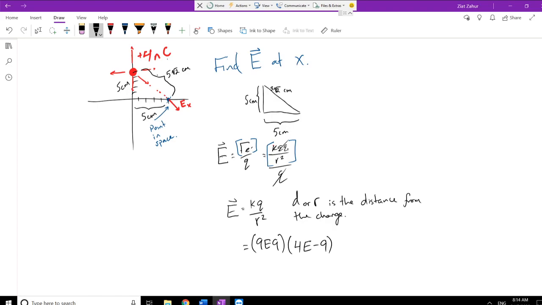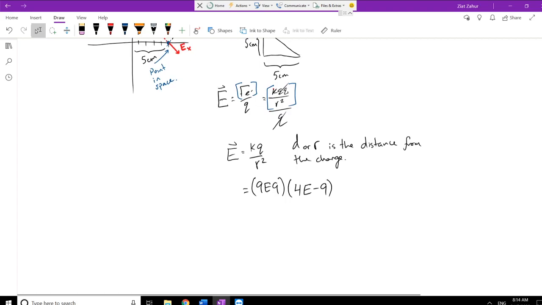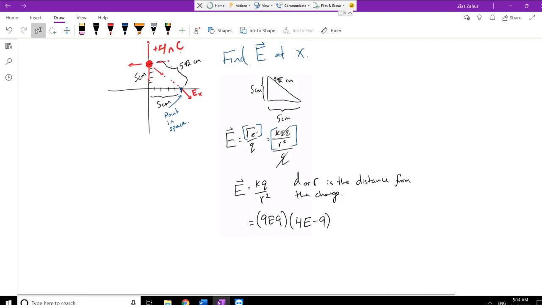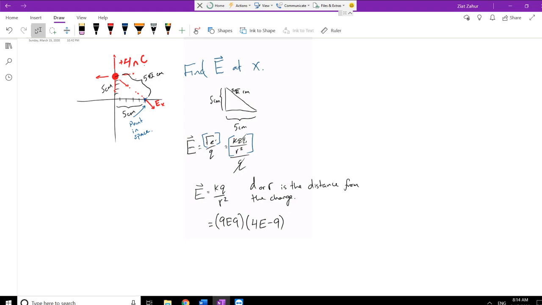Thank you, Chris. That is the correct spelling. Coulombs with a B. All right. Anyway, 9E9 times 4 times 10 to the negative 9, divided by the distance squared. Now the distance is 5 root 2 centimeters. Okay, so that would be 0.05 root 2 meters squared. And I have to square everything.